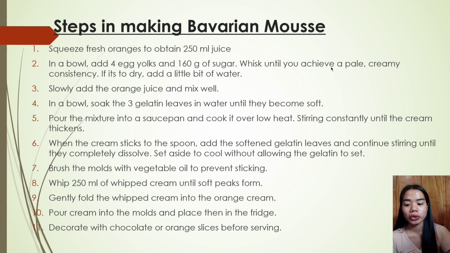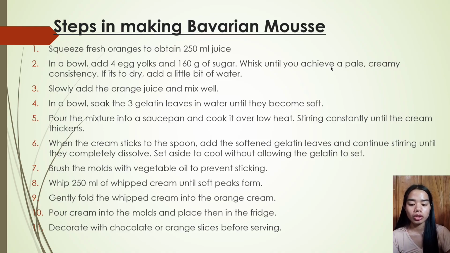So next, pour the mixture into a saucepan and cook it over low heat, stirring constantly until the cream thickens. So when the cream sticks to the spoon, add the softened gelatin leaves and continue stirring until they completely dissolve. So set aside to cool without allowing the gelatin to set.